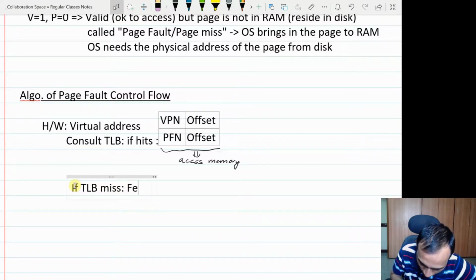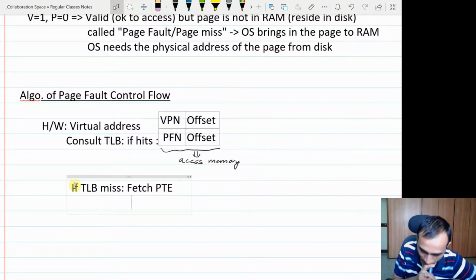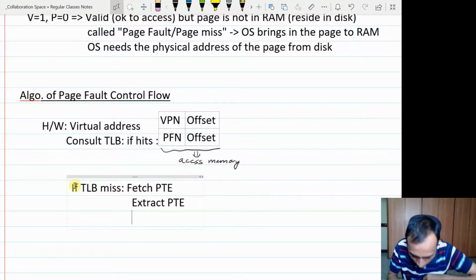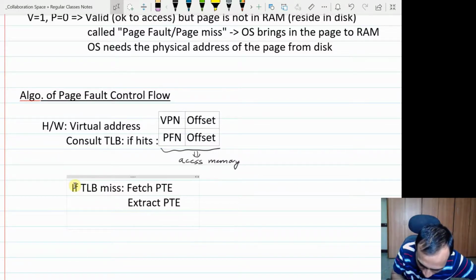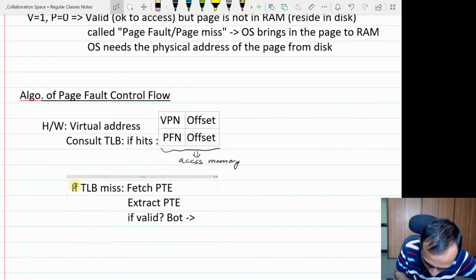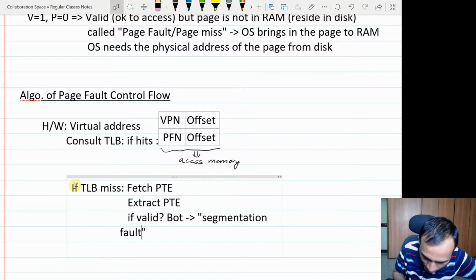then it will try to fetch the page table entry for that particular page, and if it is valid, it tries to fetch and tries to decode or extract the page table entry. So as I said, it will look into different bits, if it is valid or not. If it is valid, okay; if not, then it will basically cause something called segmentation fault.